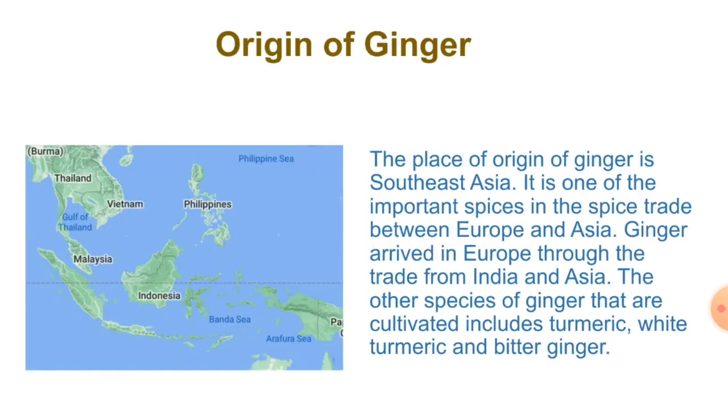Origin of ginger. The place of origin of ginger is Southeast Asia. It is one of the important spices in the spice trade between Europe and Asia. Ginger arrived in Europe through the trade from India and Asia. The other species of ginger that are cultivated include turmeric, white turmeric, and bitter ginger.